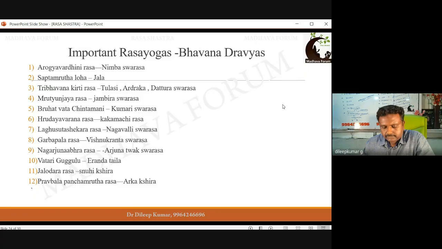Anupana is Madhu or Pipali Churna. Madhu and Pipali Churna, both can be used as Anupanas.